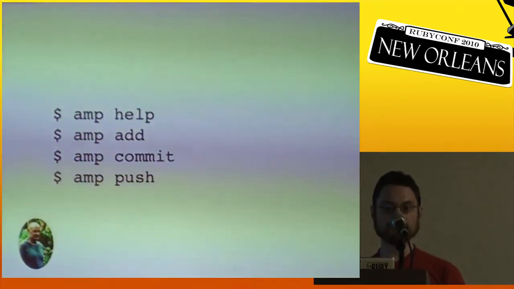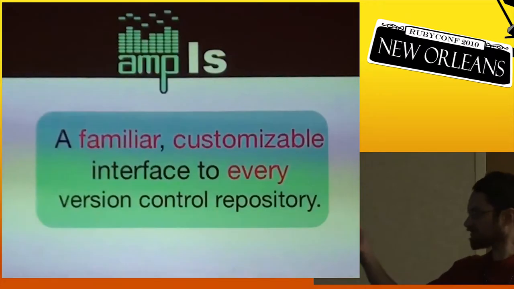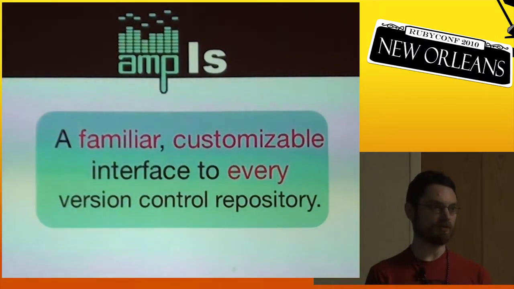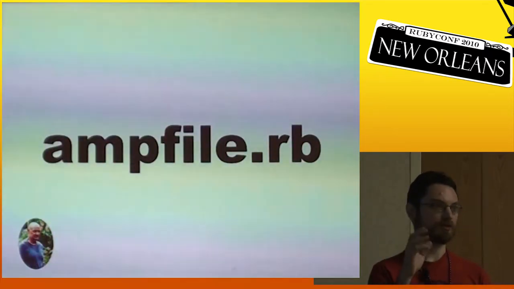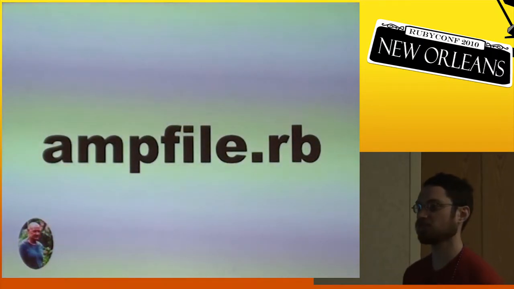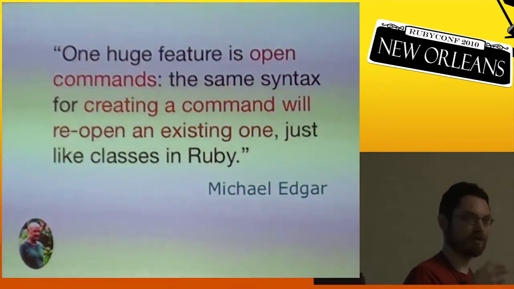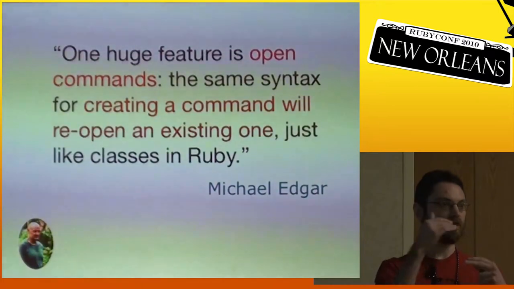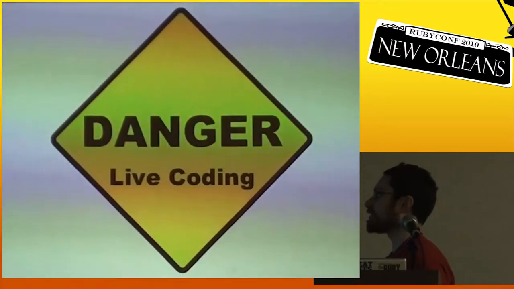One of the missions of Amp is to make highly customizable commands. Now, as I said, it's a familiar customizable interface to every version control repository. Whereas most version control interfaces will give you key value pairs for default options and things, Amp gives you an Ampfile, which is Ruby code. So you have the full power of Ruby at your disposal to create custom commands and tweak settings and things. This is done through a system of open commands that are going to try and work like Ruby's classes, so that they are open. So the same syntax used to create a command is what you use to open it and edit it. All right, now things get fun.